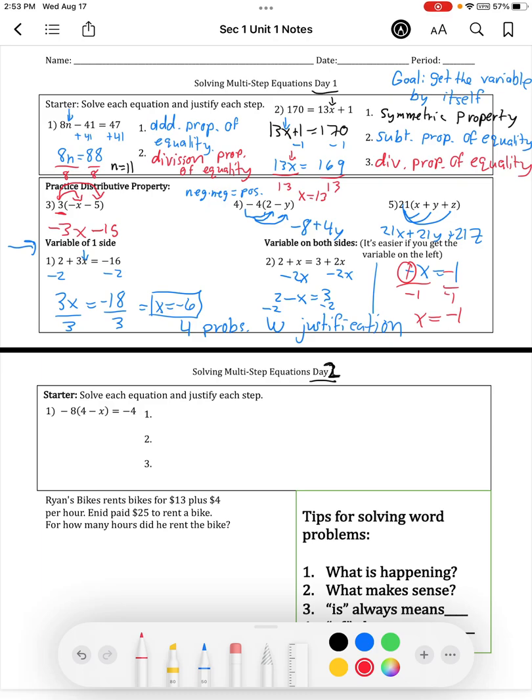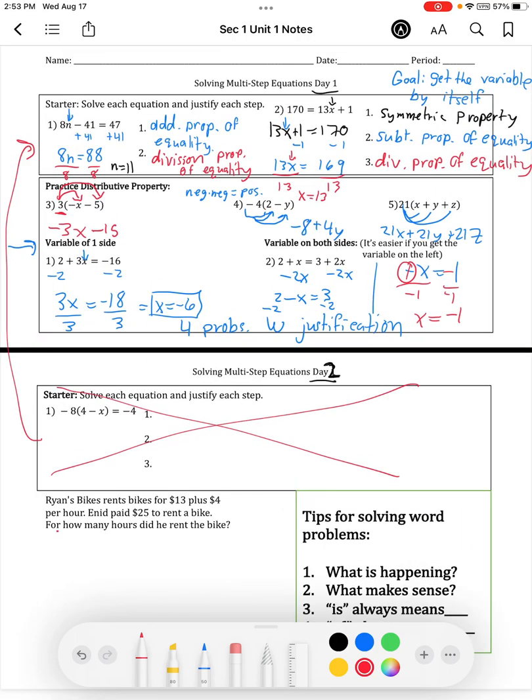Okay? Alrighty. Let's go ahead and just move on to day 2. Day 2, it's just more practice. So I'm just going to make a same video for it. We're going to go ahead and skip the starter. If you need more help solving these equations, you're welcome to reference right here or ask the question, and I'm happy to help you.